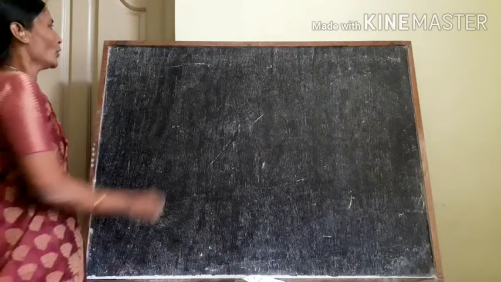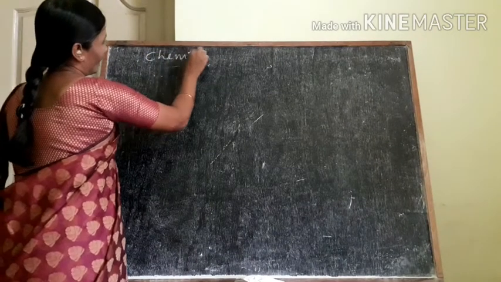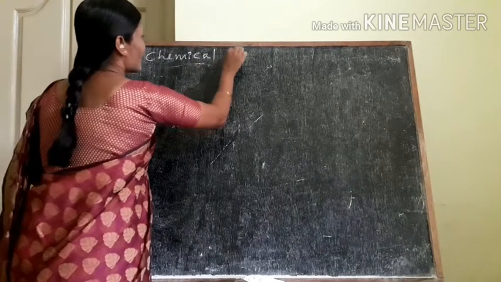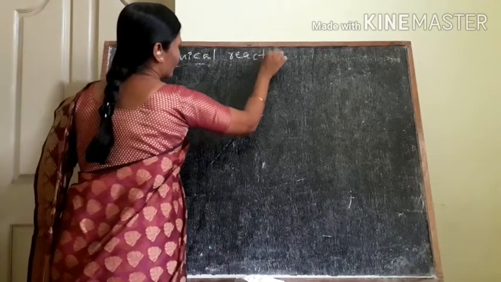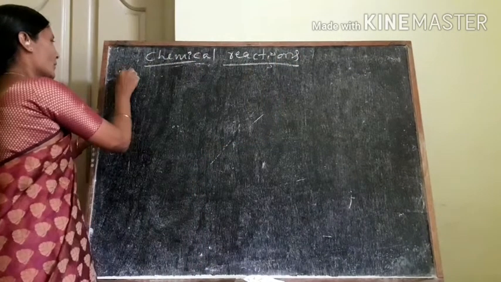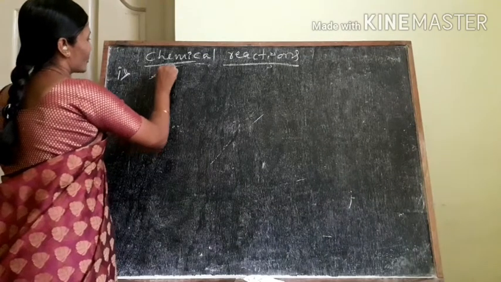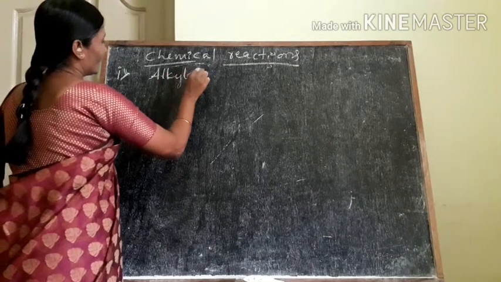Now I will come to some chemical reactions. Chemical reactions or properties you can see. First one I will take, already we have discussed, it is in the preparation, known as alkylation.